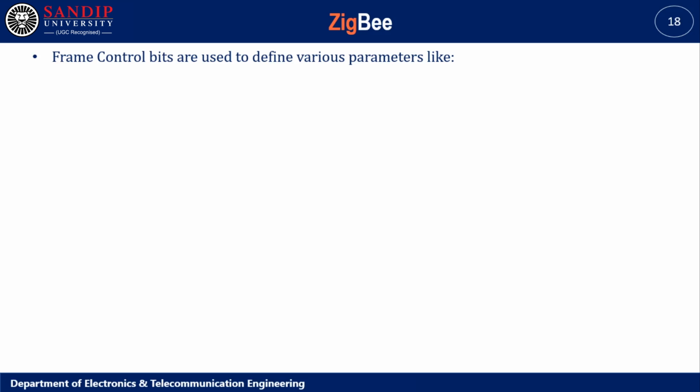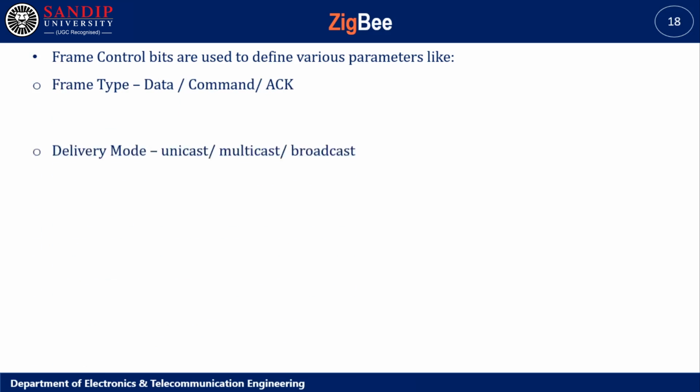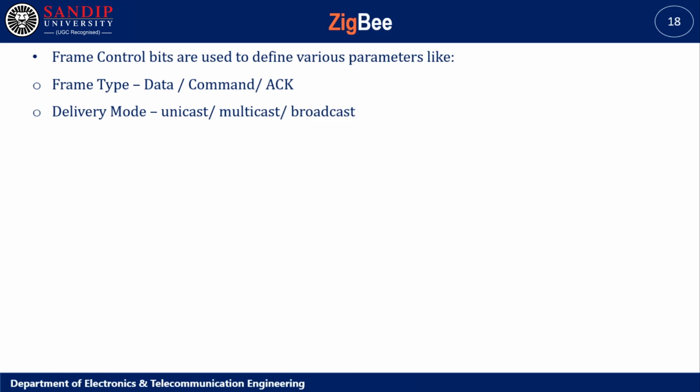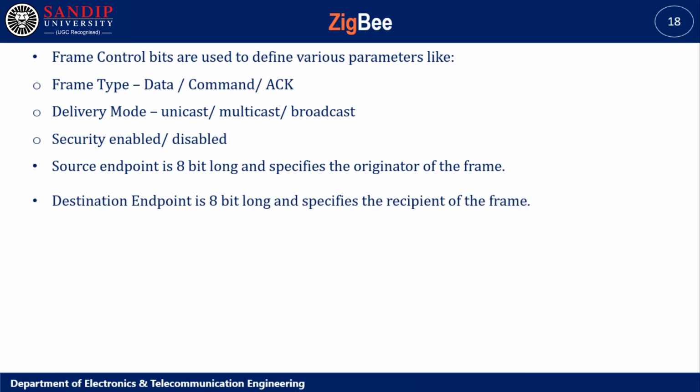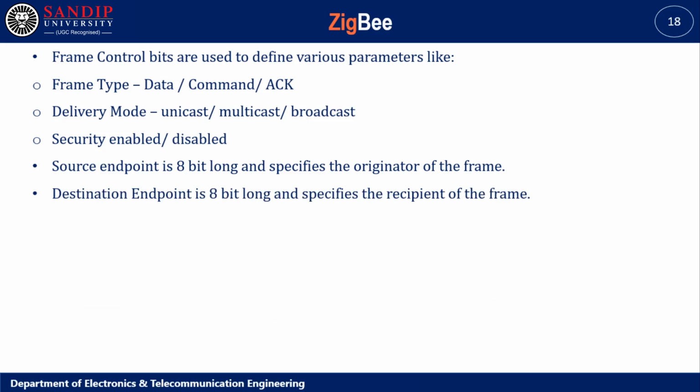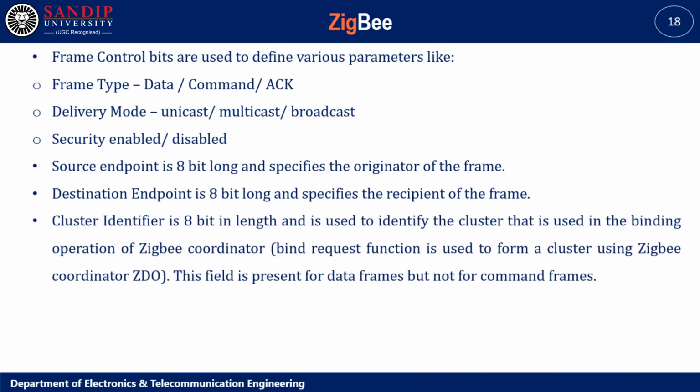Frame control bits are used to define various parameters like frame type, that is data, command, ACK, delivery mode, that is unicast, multicast, broadcast, security enabled, disabled. Source endpoint is 8-bit long and specifies the originator of the frame. Destination endpoint is 8-bit long and specifies the recipient of the frame.